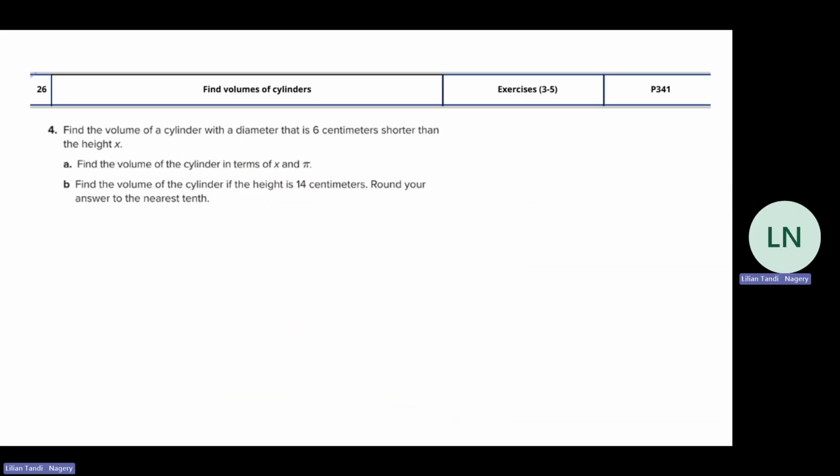Okay, let's move on. Volume of cylinder. So you continue. Volume of cylinder equals base area times height. Base area is pi r squared, height.